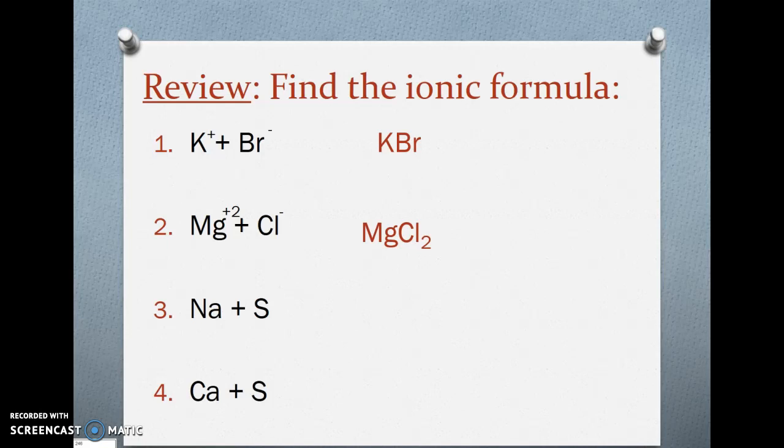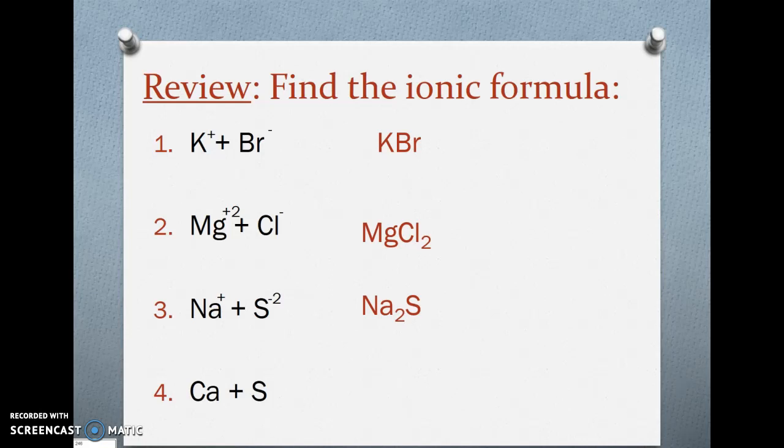The next one is sodium and sulfur, and sodium has a +1 charge. Sulfur has a -2. So if we write the ionic formula for this one, we need to write Na2S. Same thing as before. Since sodium has a +1 charge, we need to balance out that -2 on the anion, and so we'd write it out as Na2. So for every 2 sodium, we have 1 sulfur.